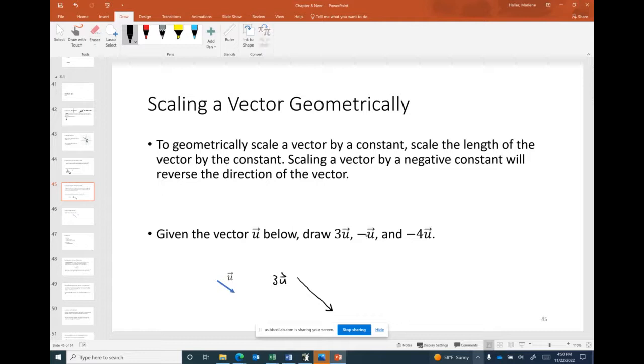All right. Negative u is going to have the same length as u, but in the opposite direction. So the vector negative u might look like that. It's supposed to have the same length, but it goes in the opposite direction. All right, -4u, well, we're going to multiply that vector's length by 4, but it's also going to go in the opposite direction, right? So that one's going to look something like, not a very straight line, is it? Let's try that again. If that's 3, we'll say this is 4. It's going to go in the opposite direction.